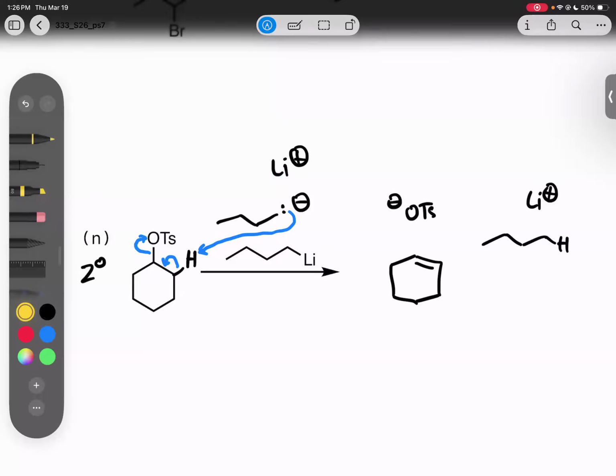However, if I just ask you to draw the major organic product, I'm just looking for cyclohexene.